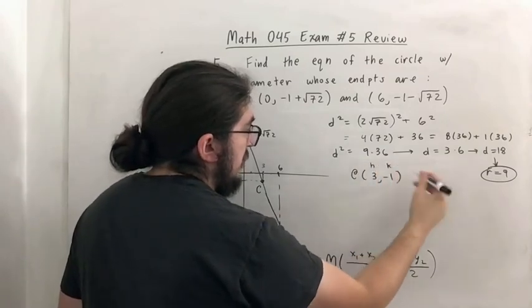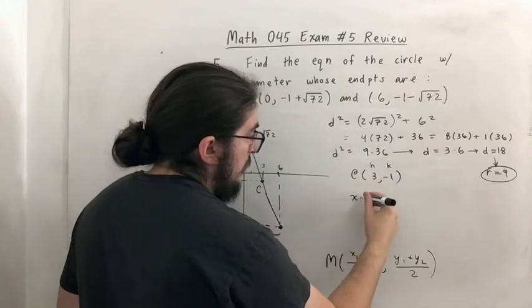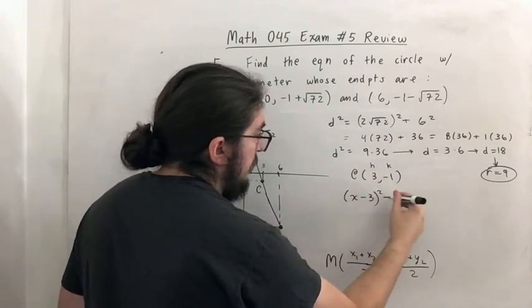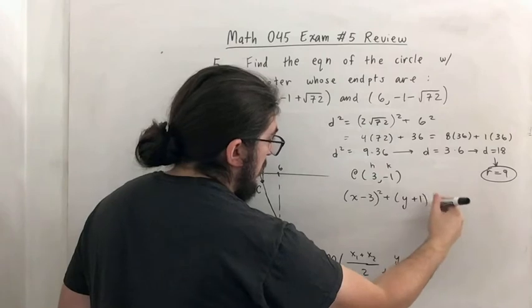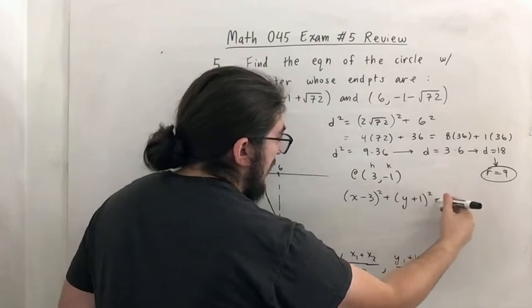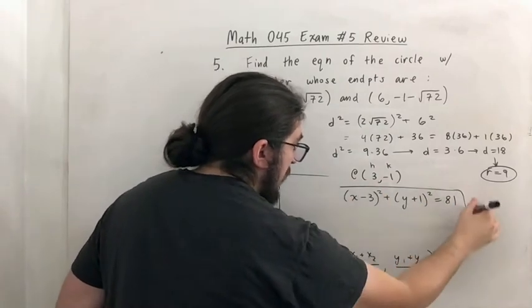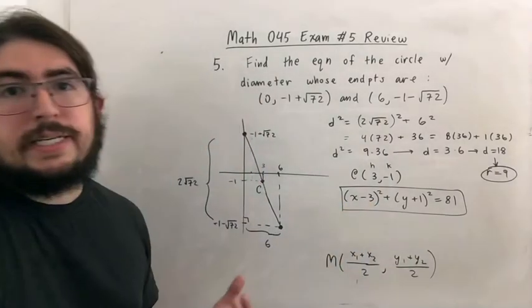This is h, this is k, that's r. Right away we're done. We have x minus 3 quantity squared plus y minus -1, which is y plus 1 quantity squared, equals 9 squared, that's 81. Done deal. Move on to 6.